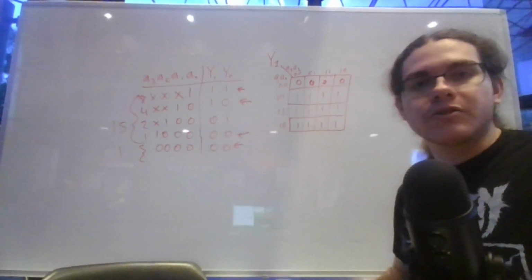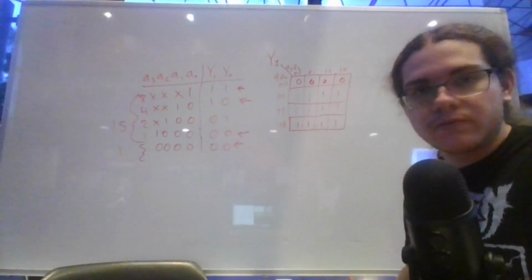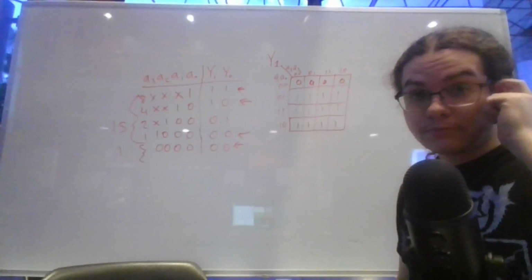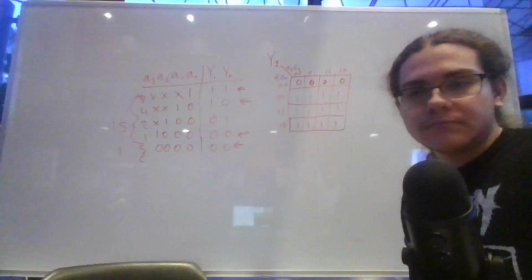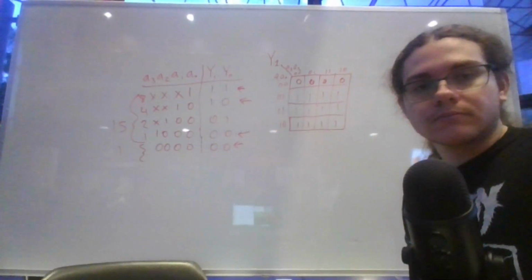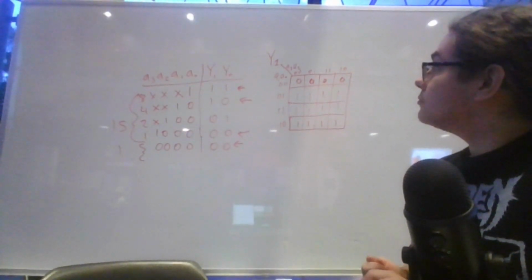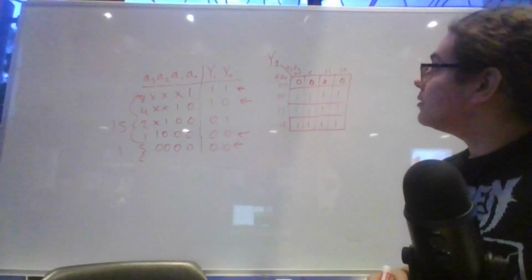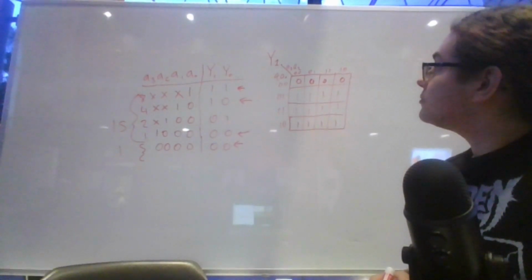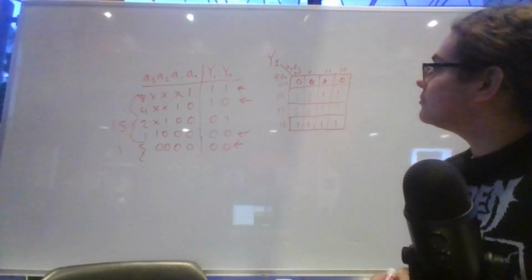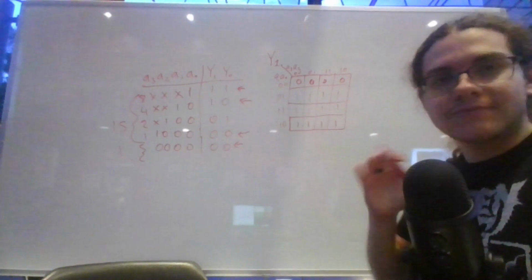So how am I going to circle this stuff? What am I going to do? Wait, can I ask a really quick question? Yes. So why wouldn't our row with A3 equals 1 and everything equals 0, why wouldn't... Oh, we're doing Y1. Okay, I got it. Never mind. No worries.